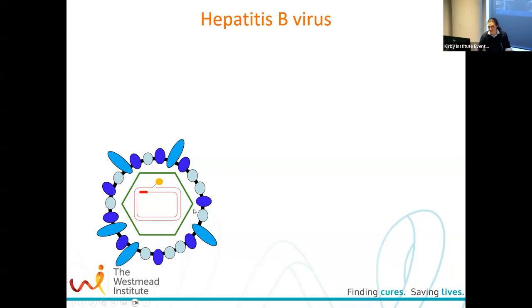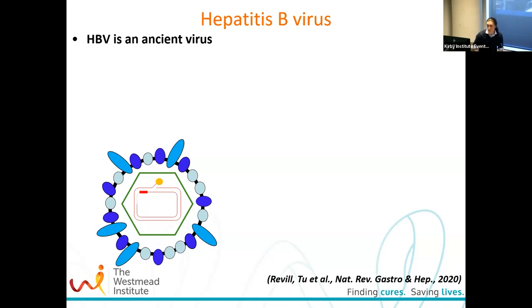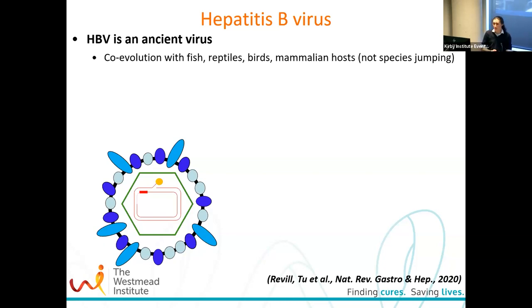Hepatitis B sort of looks like this in a very cartoonish form. It's an enveloped virus. It's got a nucleocapsid in which there's a double-stranded DNA virus genome. Hepatitis B is a very ancient virus. It's basically been with us for as long as we've been humans. There's real co-evolution with different species, and it goes back to fish, reptiles, birds, and mammalian hosts, of which we're one.